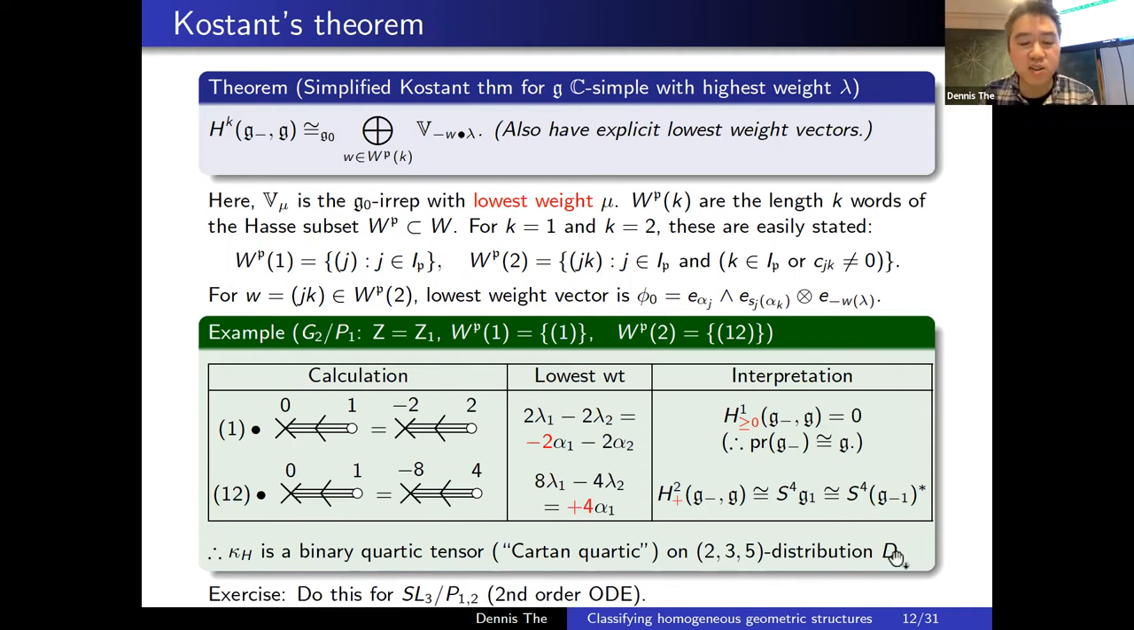Okay, so just as a little exercise, do this for the SL3 P12 case for second order ODE. And so you could recover those weights, those scaling weights, 3 and 1 and 1 and 3, that were used in the Cartan reduction method last time. Okay, so if you haven't seen all this weight stuff before, this is certainly way too fast. The only thing I want you to remember is this, okay? +4 alpha 1 is the lowest weight of H2 that's relevant to us, and we're dealing with a binary quartic representation.